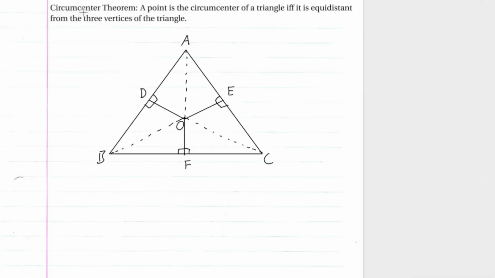Right, so we're going to prove the circumcenter theorem, which states that a point is the circumcenter of a triangle if and only if it is equidistant from the three vertices of the triangle. As you can see, these are the dotted lines for the three vertices, and we're going to try to prove that these three dotted lines are all congruent, right?